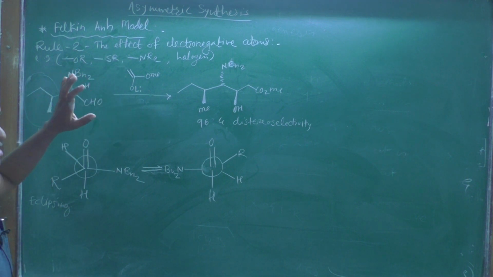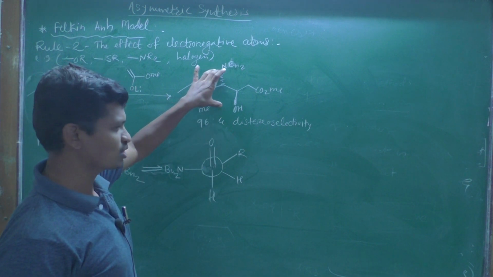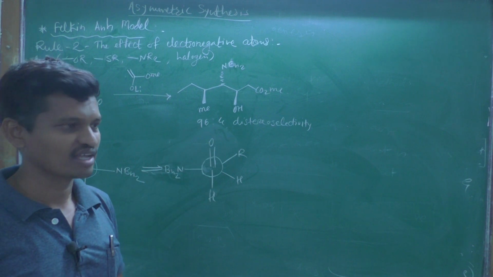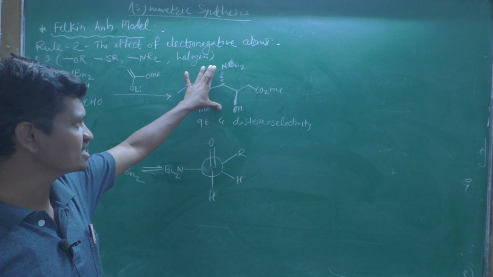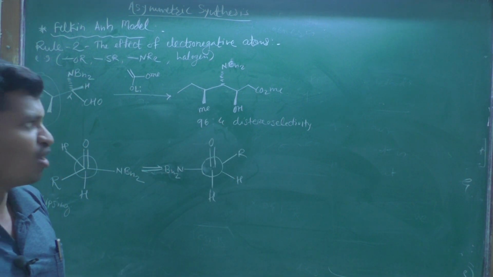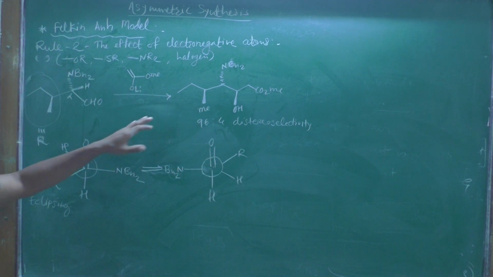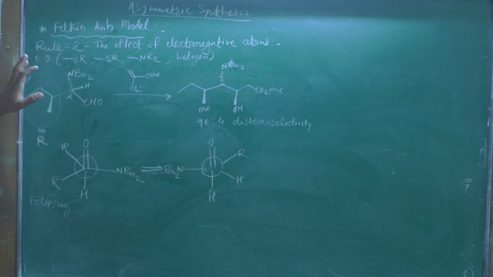Now how does the reaction occur? We are getting this product with 96% diastereoselectivity. So the diastereoselectivity is high in this case, and only 4% of the other stereochemical product is formed. We have to explain the formation of this product on the basis of the Felkin model, that is rule number 2, the effect of electronegative atom.